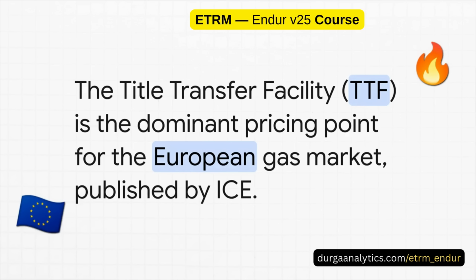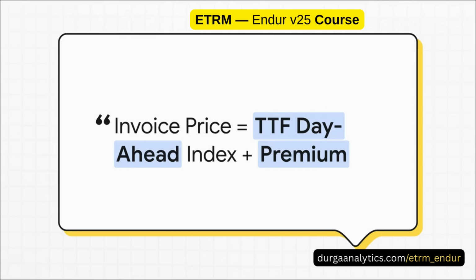Okay, let's switch commodities. We'll jump from global crude to European natural gas. Here, the Title Transfer Facility, or TTF, is the king. It's the dominant pricing point for the entire continent, and the day-ahead price from ICE is the cornerstone of this market. And what do you know? It's the exact same logic. A physical gas deal is priced against the daily published TTF index plus some negotiated premium. You see the pattern here? This principle of a floating price tied to a trusted benchmark is universal across pretty much all commodities.